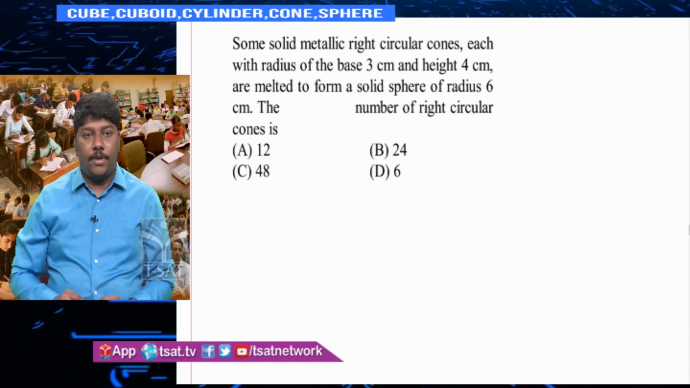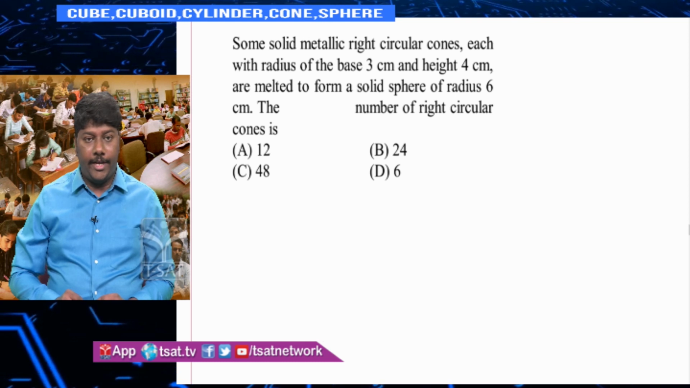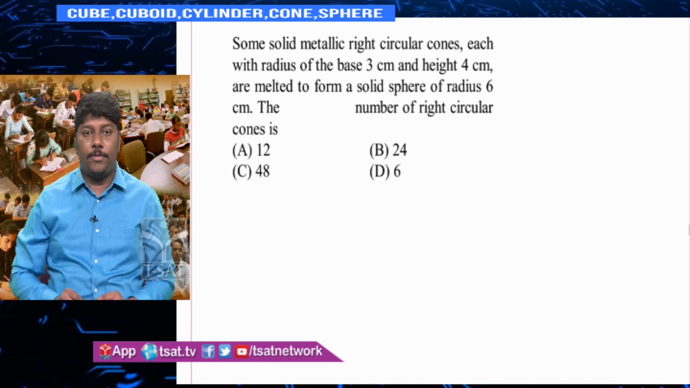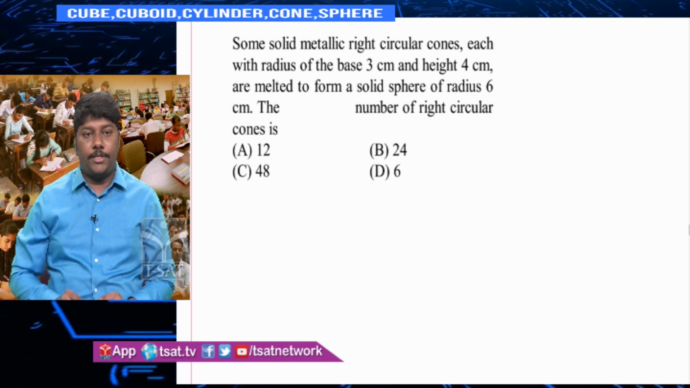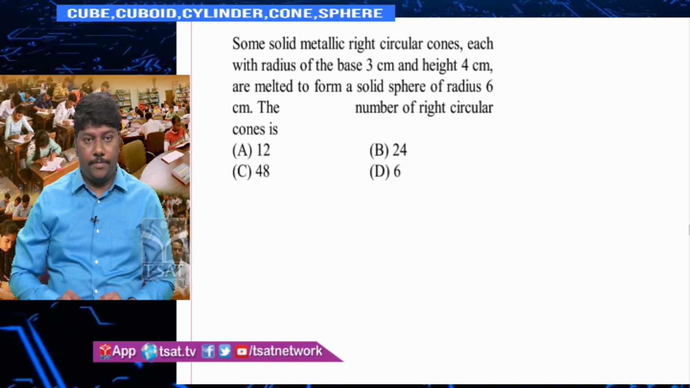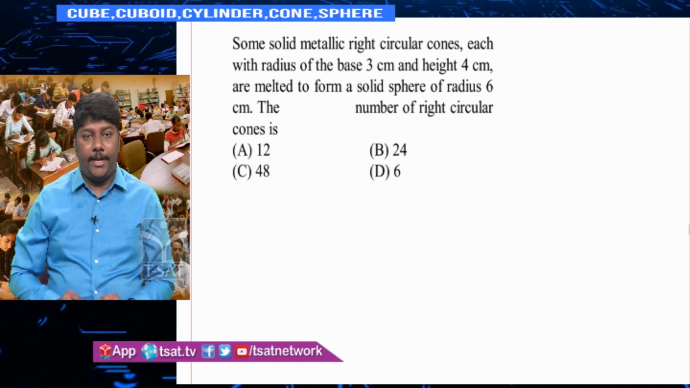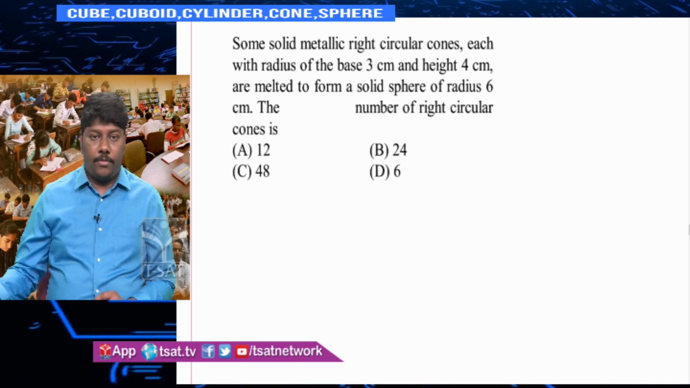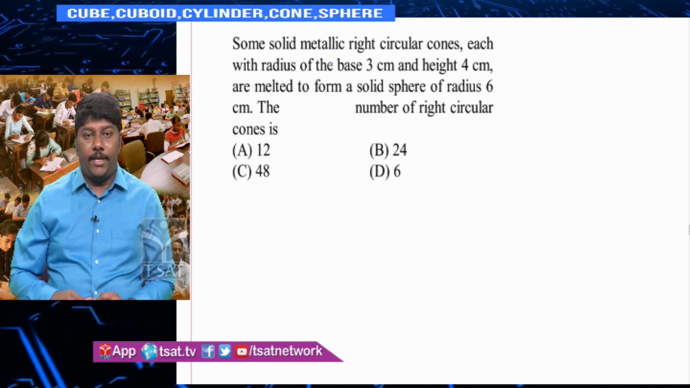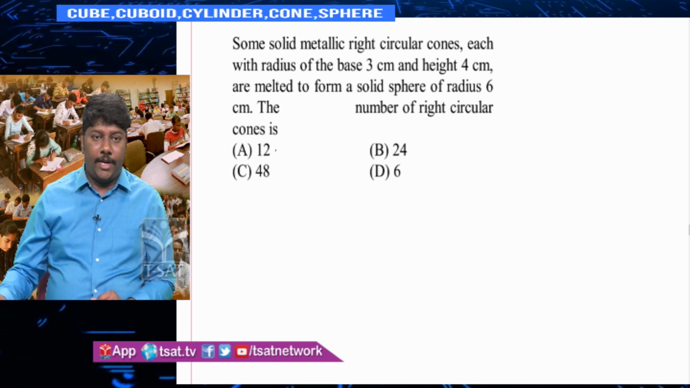Look at this question. Some solid metallic right circular cones, each with radius of base 3 cm and height 4 cm, are melted to form a solid sphere of radius 6 cm. The number of right circular cones is. So you are melting solid metallic right circular cones and forming a sphere. He is asking you the number of right circular cones.